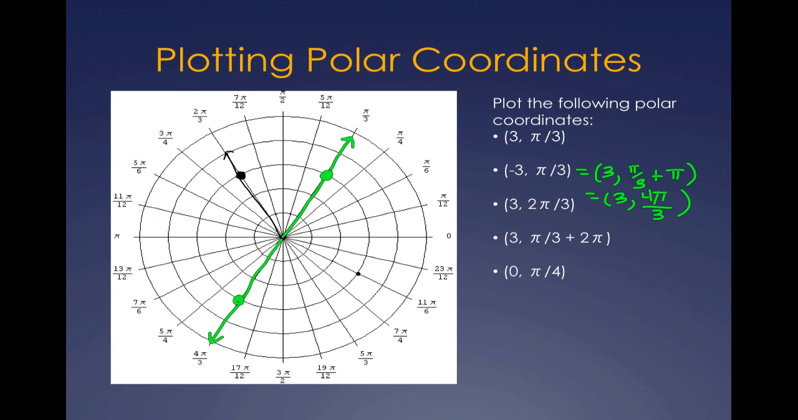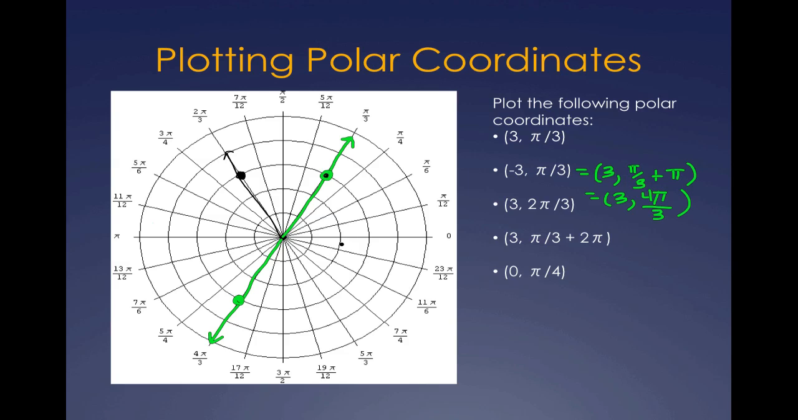Okay, now we've got 3 comma pi over 3 plus 2 pi. Remember what we just said on the previous slide. If you're adding multiples of 2 pi to your angle, which is what we're doing, we're just adding 1 2 pi, we're going to end up at the same place. Because basically what we're saying is, okay, we're going to go out 3 units, we're going to go up pi over 3 units, and then we're going to circle around 1 full rotation from that pi over 3. So we end up right here at the same point.